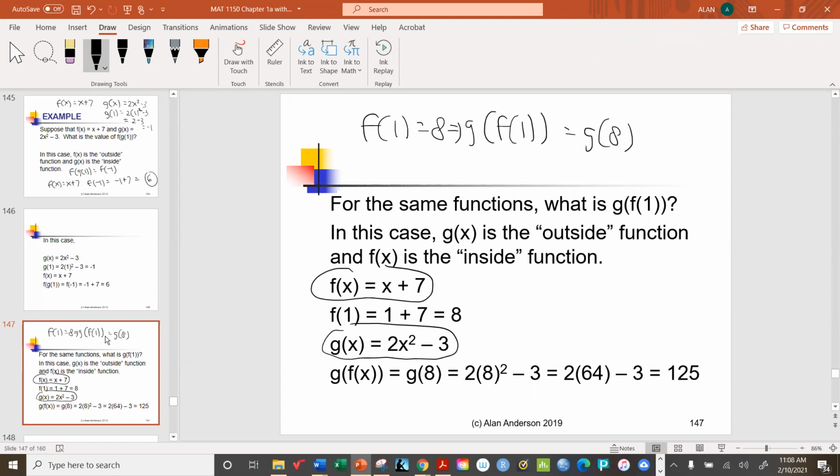So go to g(x). Every x you see is replaced with an 8. And so we wind up with 2 times 8² minus 3, or 2 times 64 minus 3, and the final result is 125. So actually, in a way, these evaluations make our life a little bit easier. Instead of getting horribly complicated functions, these are nicely reduced to a constant.